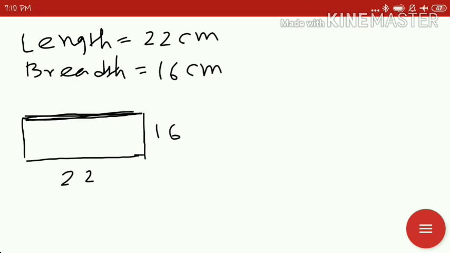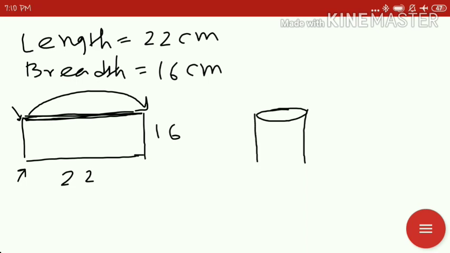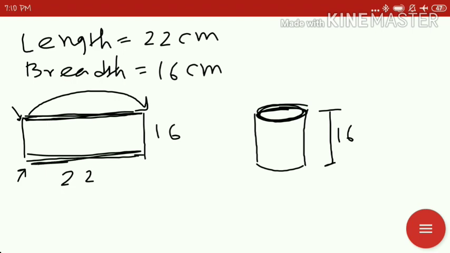That means I am holding these two sides and going to take a turn to the other side to meet it. Then you can see that a circular cylindrical form will come, of which the height is 16 centimeter, and the circumference is the same as the length of the rectangular sheet. That is the main concept behind this example.